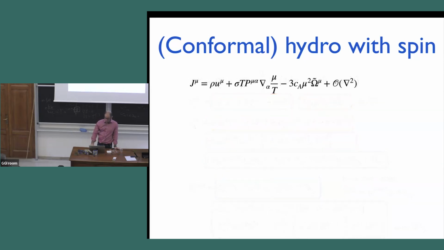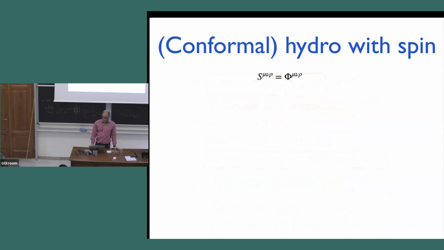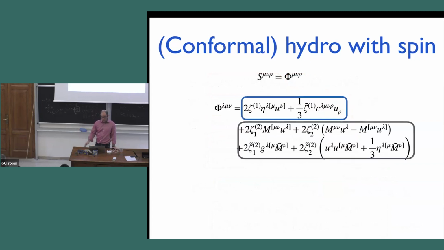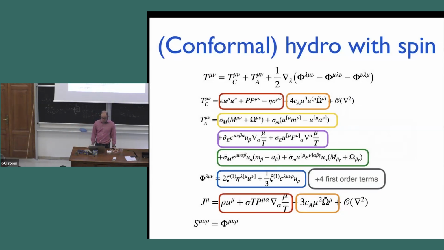Okay, for the current, things are simple. This is just a regular current. This is a term that comes from the anomaly. I turned off, there could be a term that's proportional to the magnetic field. I turned off all the sources, so I didn't write it down. And there's the spin current, which is purely pseudo gauge. Phi is this term here. Okay, so let me end here. This is our end result. Yeah, that's it. Thank you.